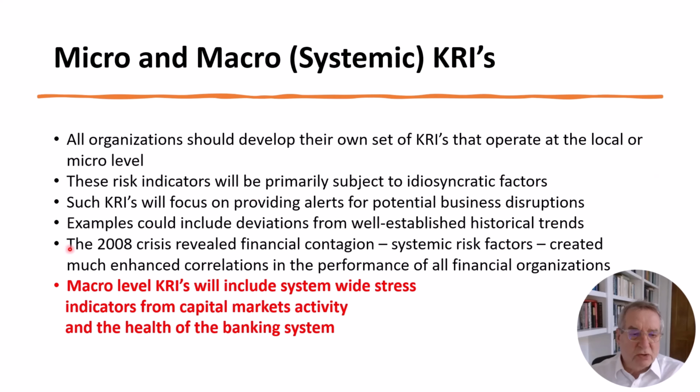However, the 2008 crisis revealed financial contagion or systemic risk factors, and these created much enhanced correlations in the performance of all financial organizations. So we're going to focus on these macro level KRIs, and these include system-wide stress indicators from activity in the capital markets and also the general health of the banking system.